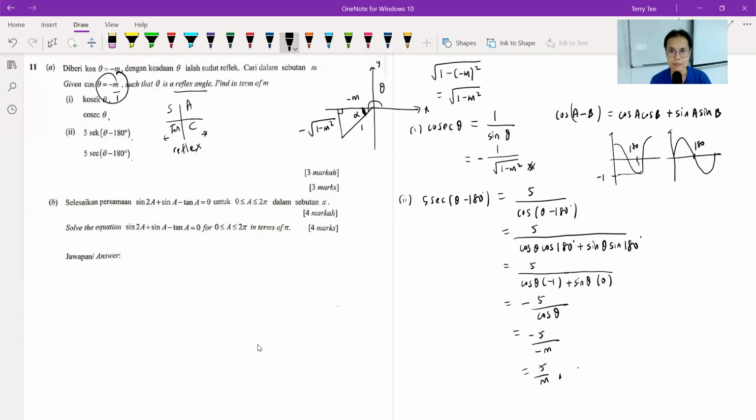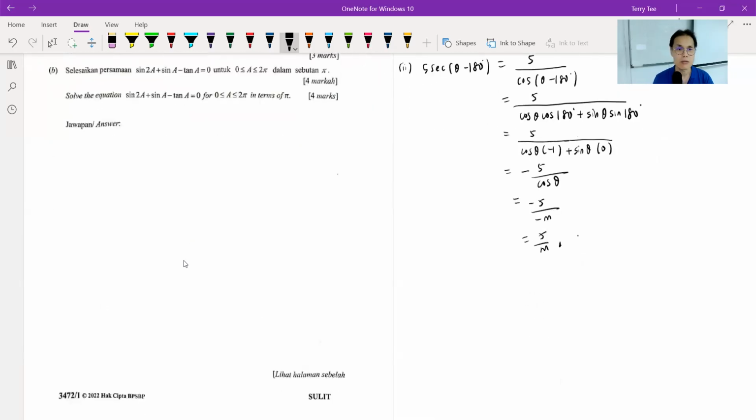All right. Okay, I don't have space for part B, so I'm going to do part B below here, over here.